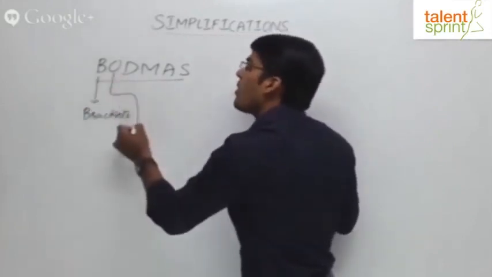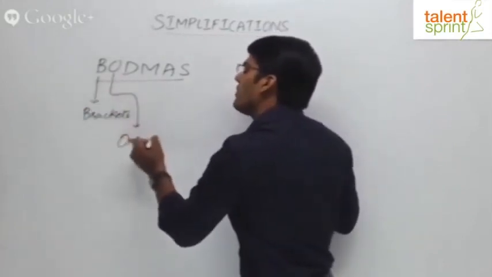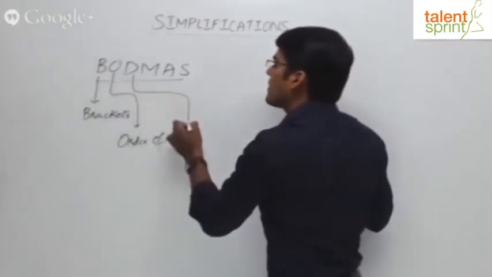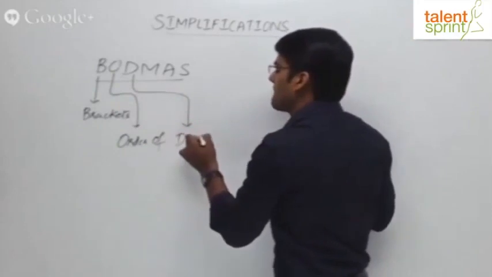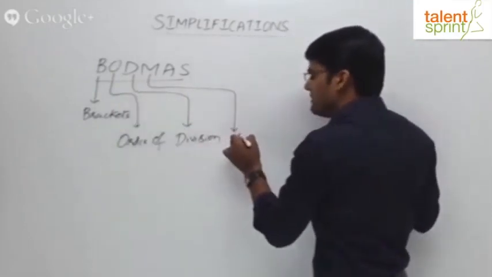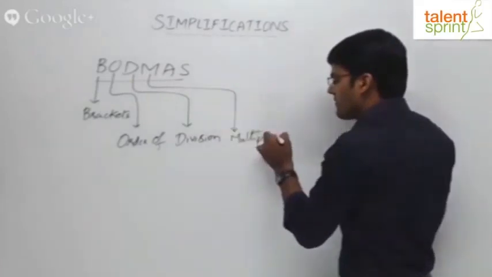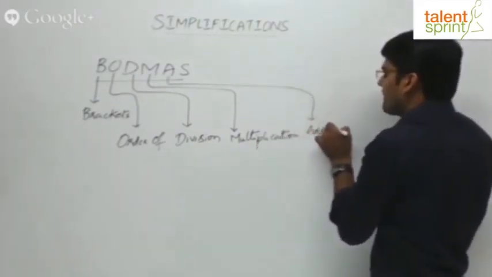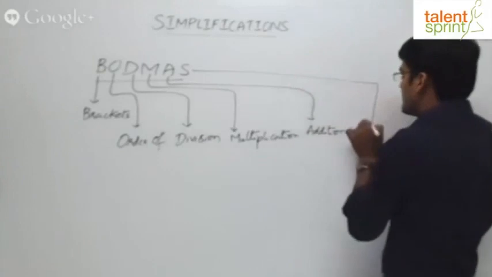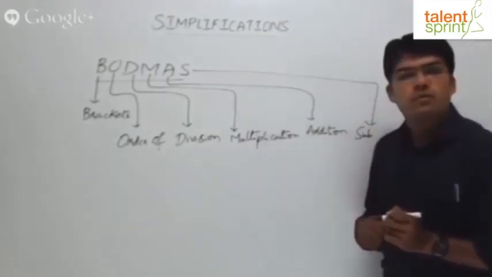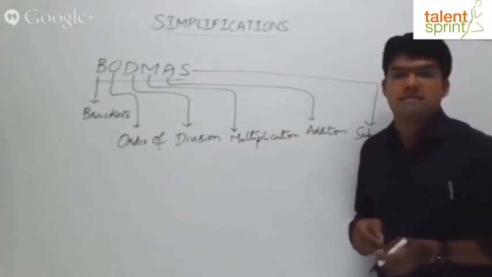O stands for order of and exponential operations. D stands for division. M stands for multiplication. A stands for addition. And the last one here, S, stands for subtraction. So this is the order that we need to follow while solving a question from simplifications, right?